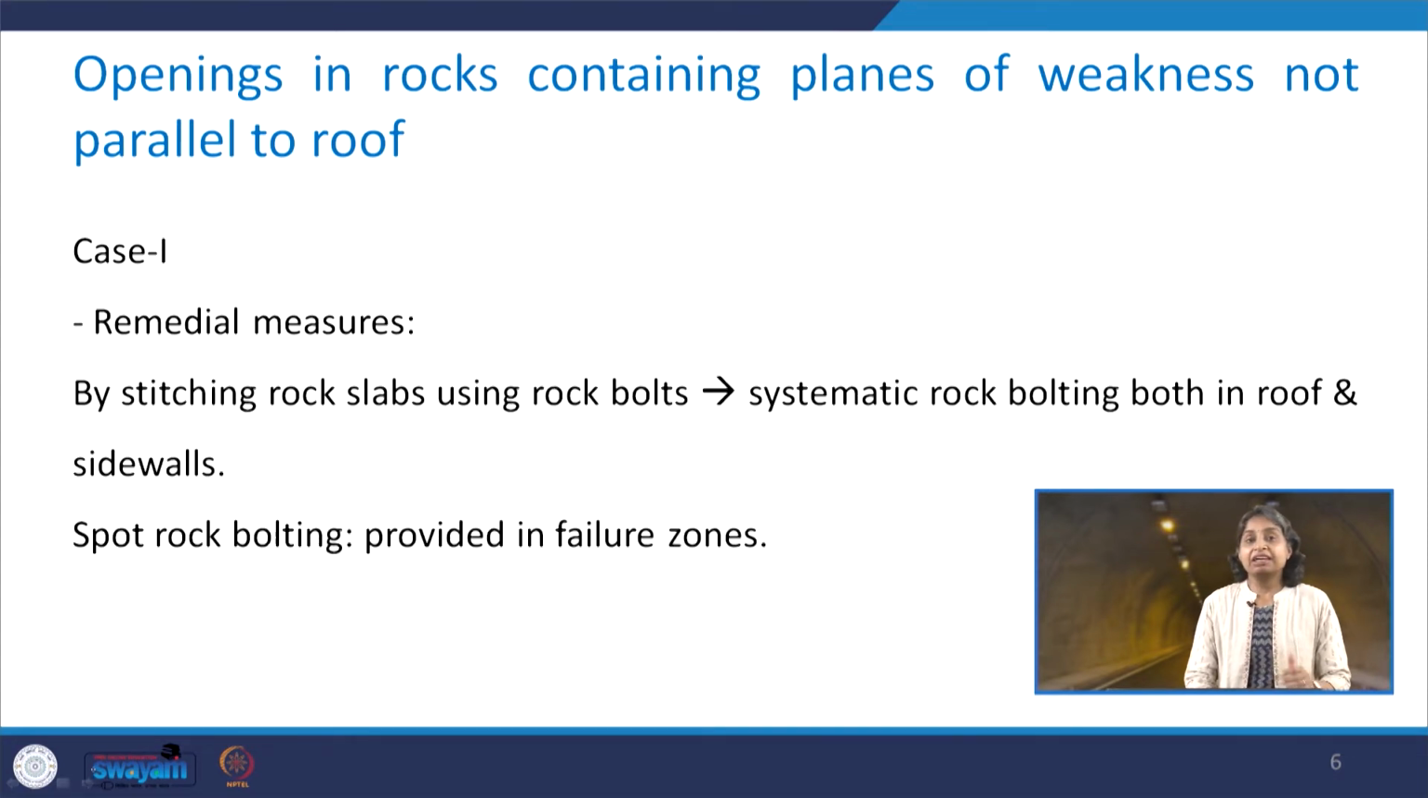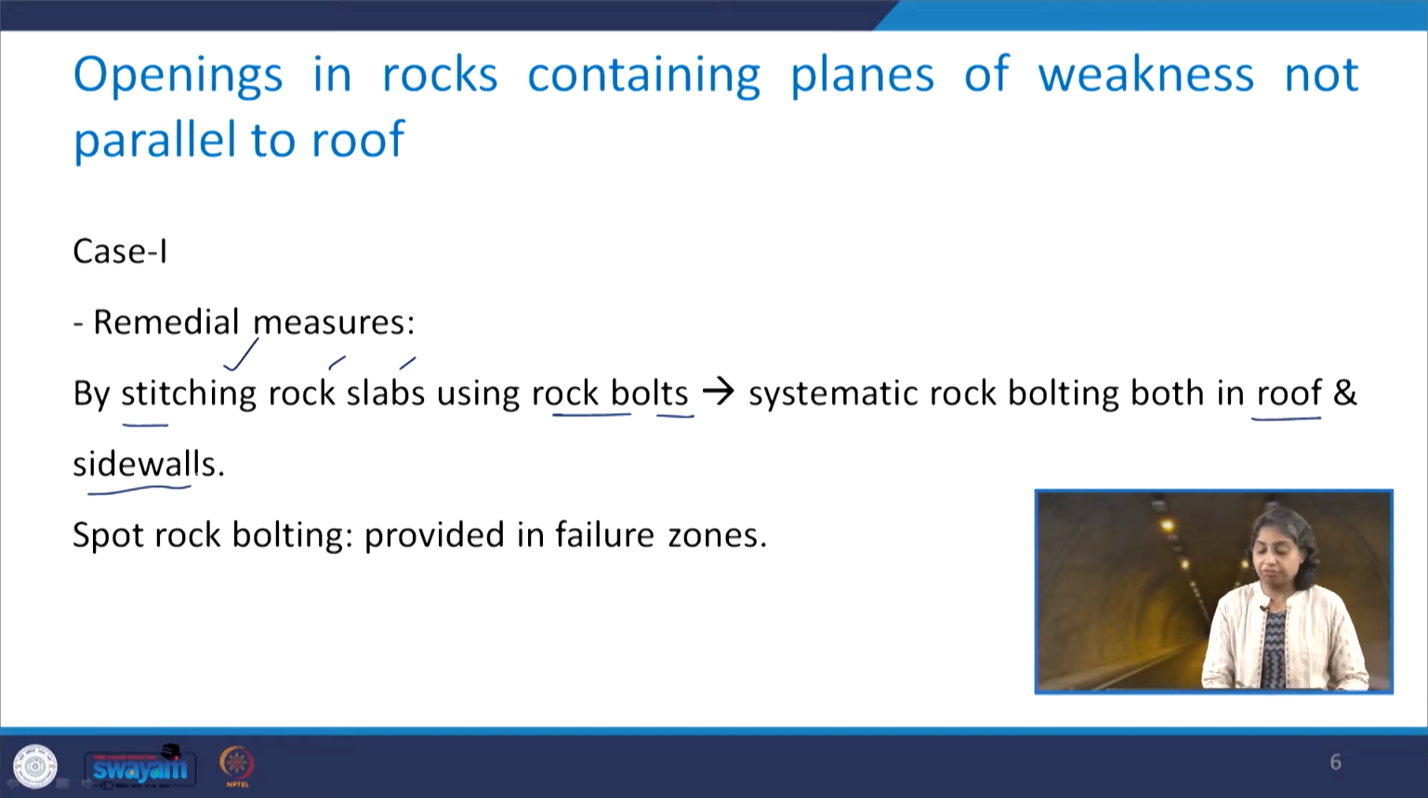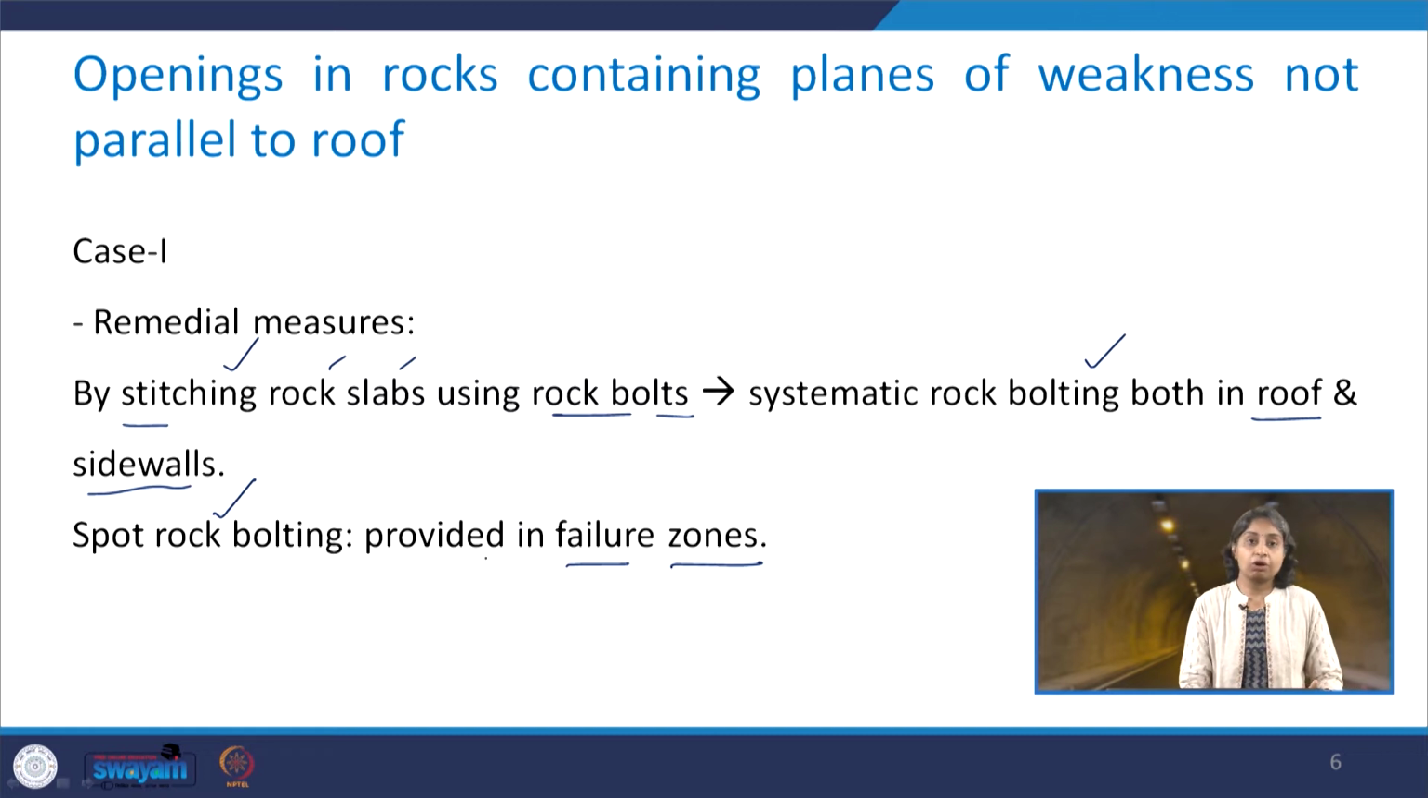So what are all the remedial measures in case alpha varies between 0 and 20 degrees? What we need to do is provide rock bolts to stitch the rock slabs, both in the roof and the side walls of the excavation. Systematic rock bolting can be provided. Wherever you observe the failure zones, one can go for spot rock bolting.